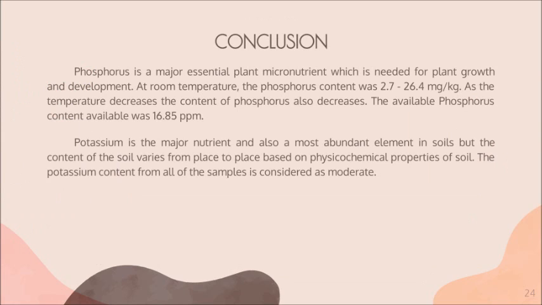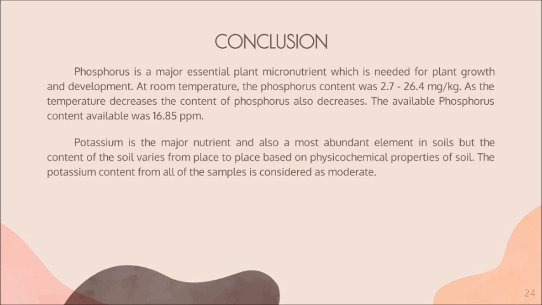From this research, it is concluded that phosphorus is a major essential plant nutrient which is needed for plant growth and development. At room temperature, the phosphorus content was 2.7 to 26.4 milligrams per kilogram. As the temperature decreases, the content of phosphorus also decreases. The available phosphorus content was 16.85 ppm.